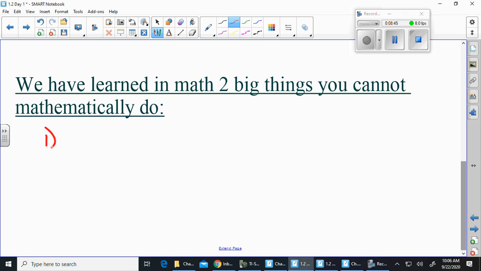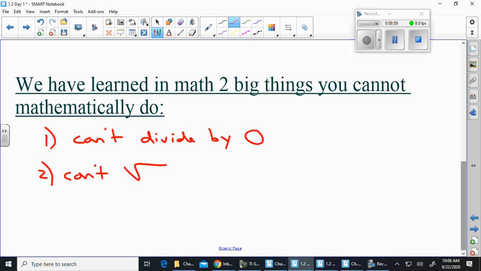First one, can't divide by 0. I mean, that was big last year. Second one, you can't actually even root, but we really just look at square root. You can't even root a negative, because if you do that, you get imaginary numbers. We're talking about real numbers.